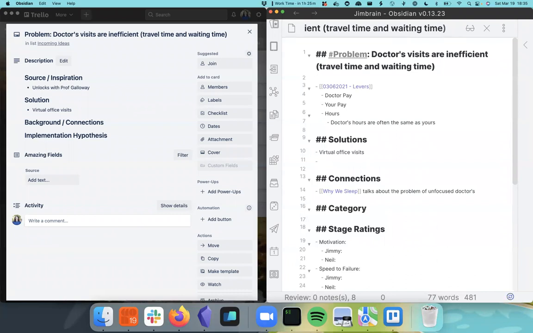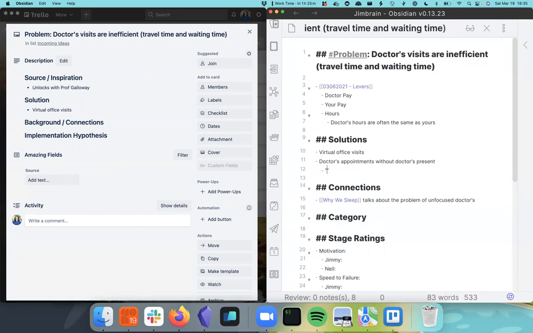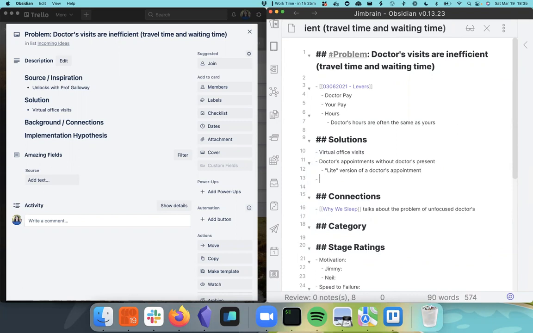So, doctor's appointments without the doctor's presence. What if a doctor's appointment just meant the doctor's available if anything needs special attention? I think that makes a lot of sense.